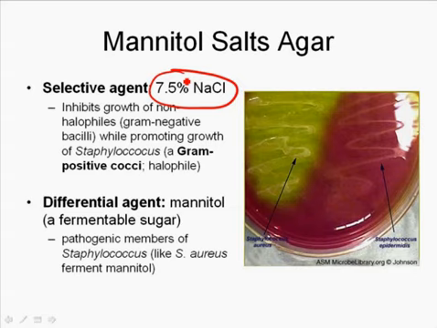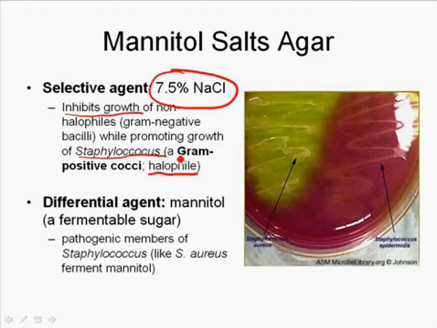Now, as we learned, what are the names of organisms that can grow in high salts? That's right. Organisms that can grow in high salts are considered halophiles. Now, the reason this is advantageous is we talked about isolating gram-positive cocci from gram-negative bacilli. As we know, gram-negative bacilli are not halophiles, therefore they cannot grow on mannitol salt agar, while members of the genus Staphylococcus can, because Staphylococcus is considered a facultative halophile.